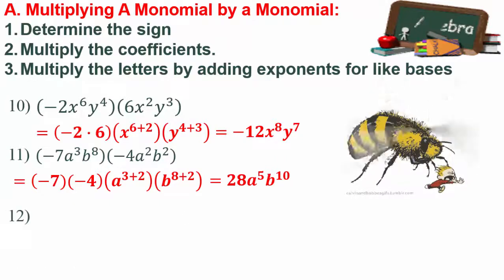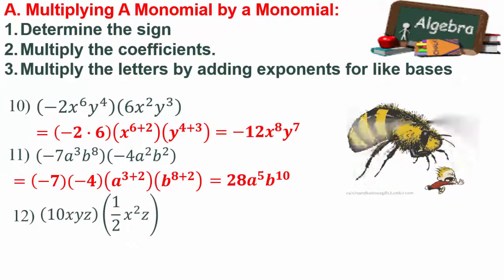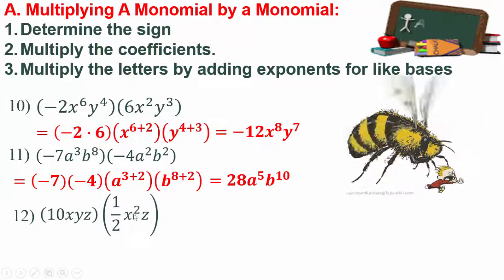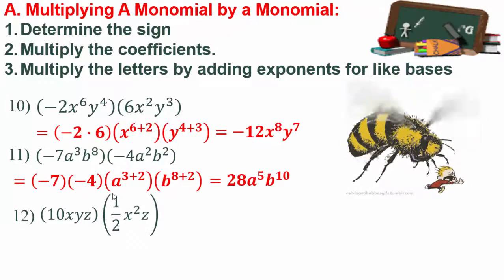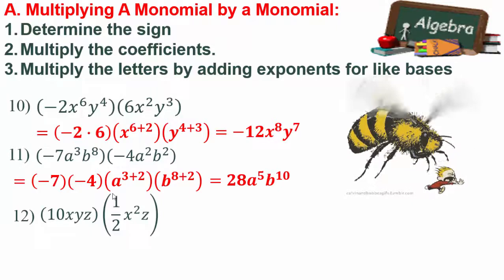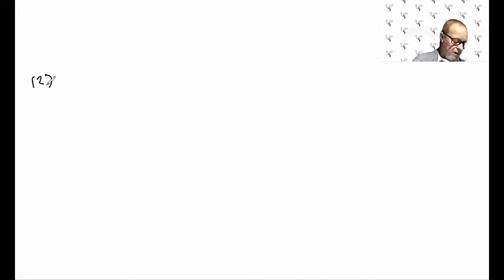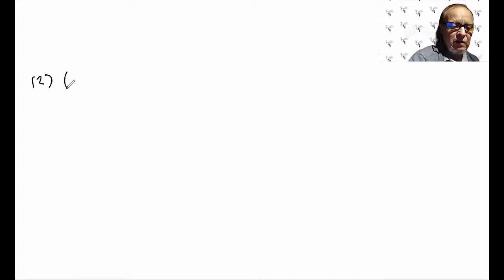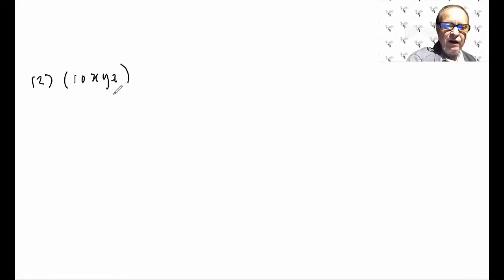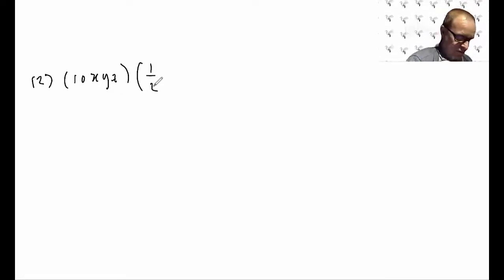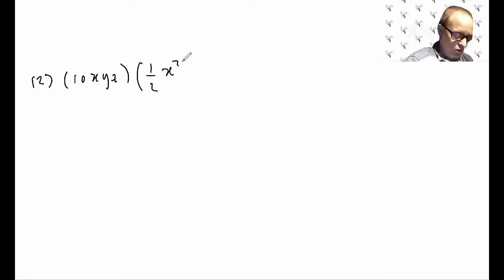In number 12, here we have a fraction, and yes, fractions do happen. So let's work this out on the whiteboard in more detail. In number 12, I have the monomial 10xyz, and then I have 1/2 x squared z.